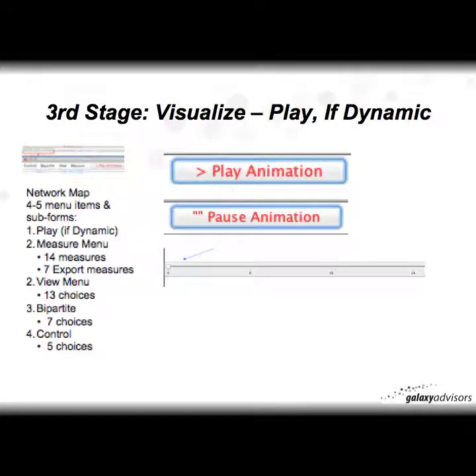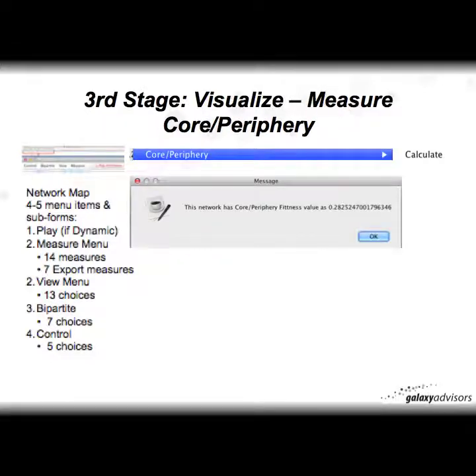So if you selected dynamic, you're going to get a play animation or a pause animation, and you're also going to get a slider beneath it to kind of slide along by the time frame. It's going to give you a core peripheral option, and that is going to then make a calculation. So once you click on that, you click calculate. After a little bit of time, it'll come back and give you a measure of that core fitness value.